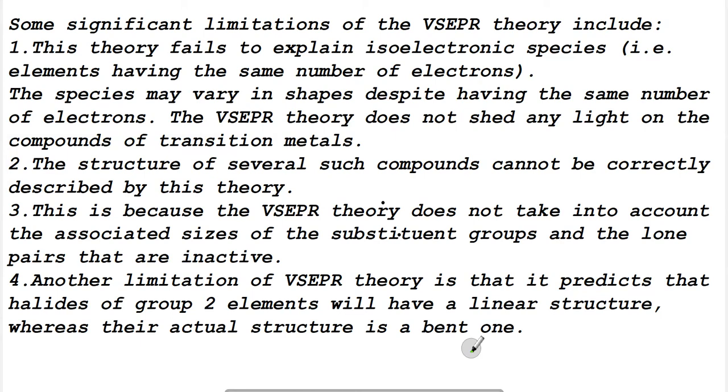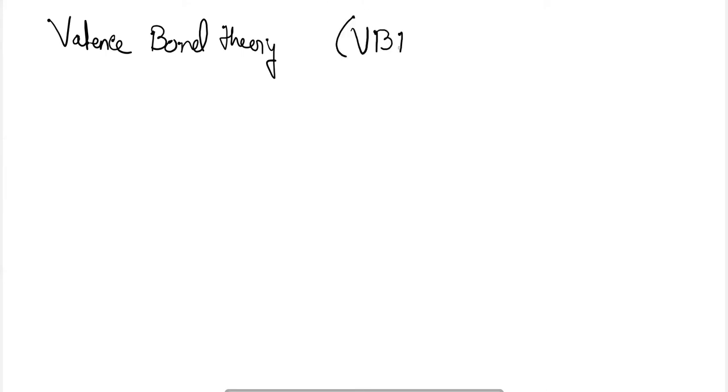The next theory which has been proposed to explain some of the limitations of VSEPR is termed the valence bond approach. In this approach two different theories are present: one is the valence bond theory and the other is the molecular orbital theory, VBT and MOT. These two theories we are going to discuss further in this chapter. So let's first discuss the valence bond theory.